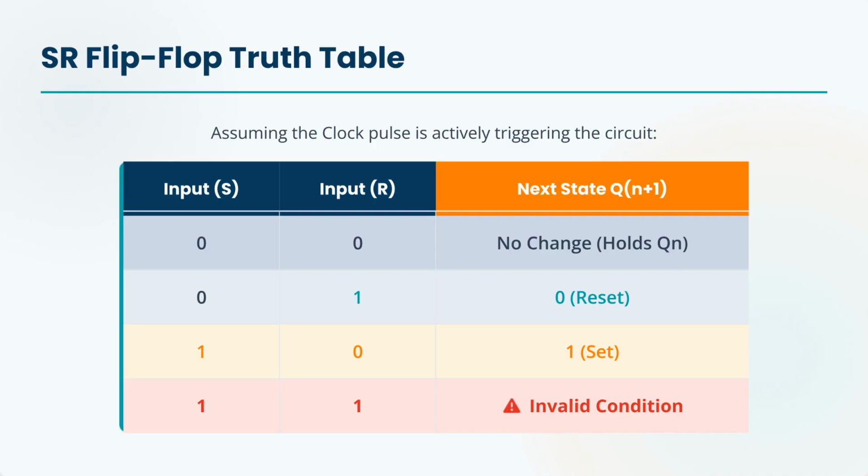The SR flip-flop truth table is straightforward. 0, 0 inputs result in no change. 0, 1 resets to 0. 1, 0 sets to 1. However, the 1, 1 input creates an invalid condition.